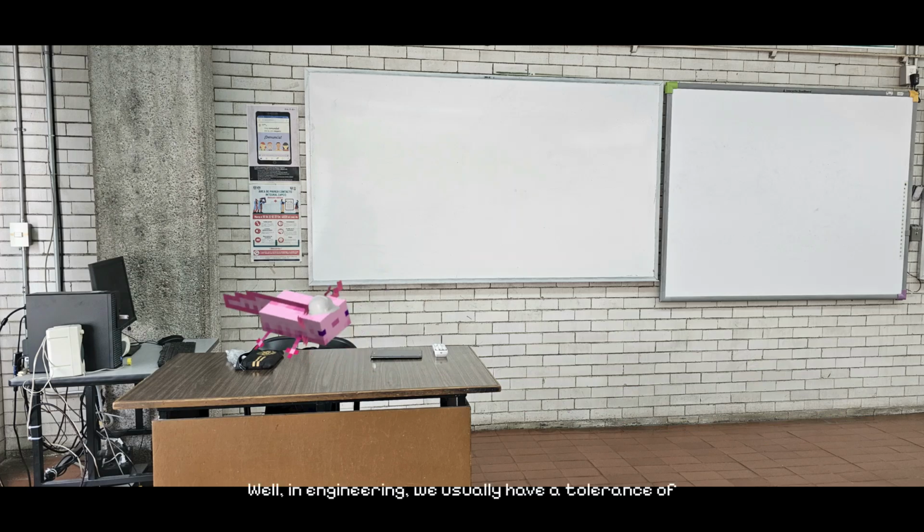Well, in engineering, we usually have a tolerance of plus minus 5% error when it comes to experiments in the lab. Sometimes it could be less, but for the most part, it is plus minus 5% error for the experiment to be considered successful. And in this case, we can conclude that the theoretical velocity that we calculated is true.